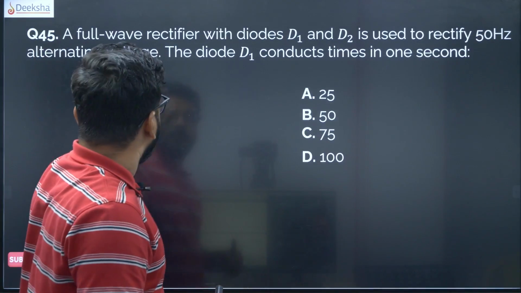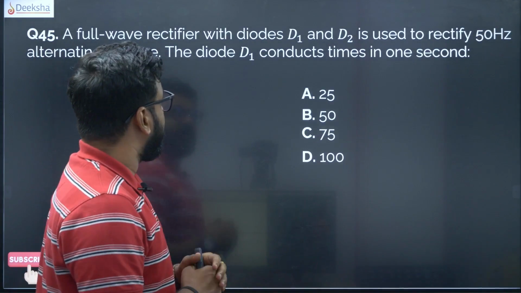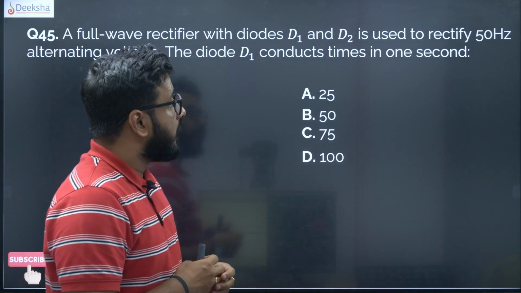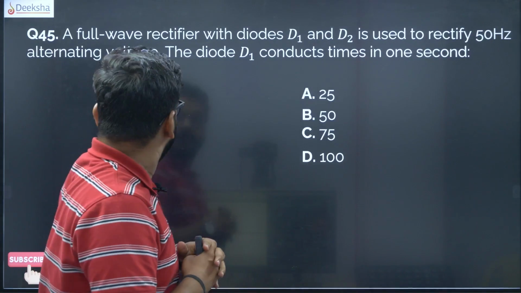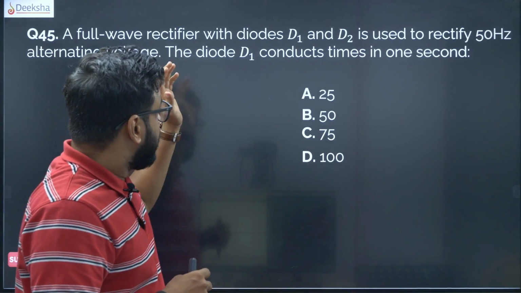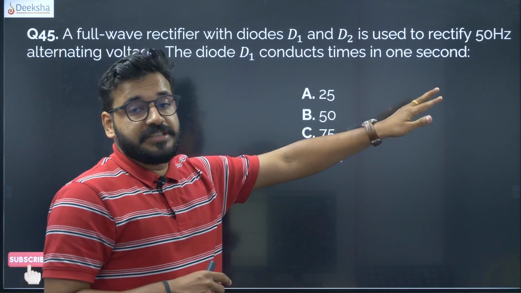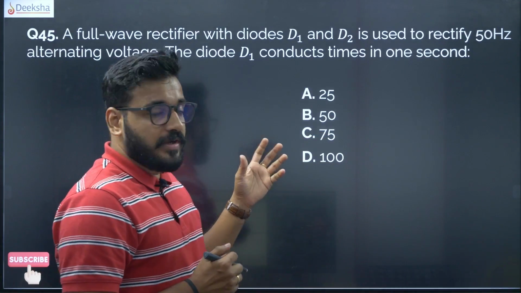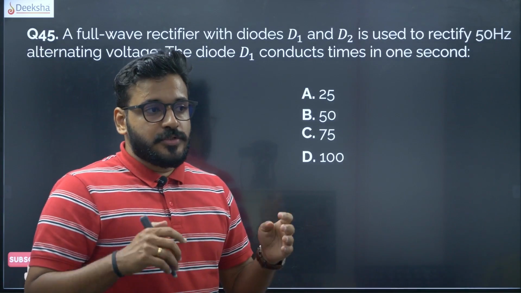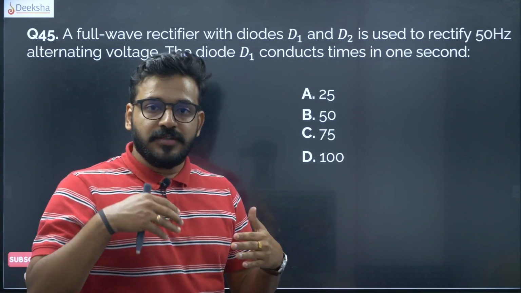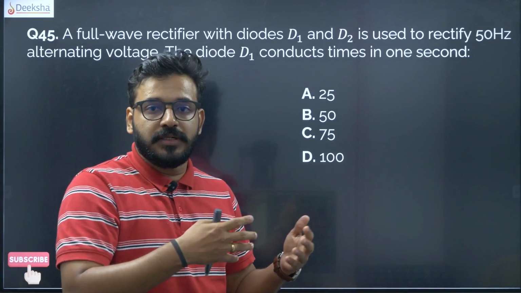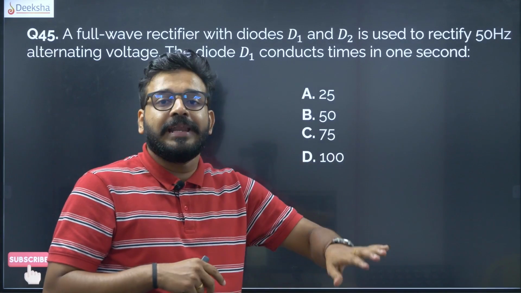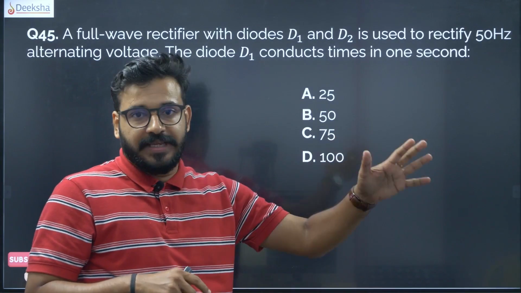Next, the 45th question says, a full wave rectifier with diodes D1 and D2 is used to rectify 50 Hz alternating voltage. The diode D1 conducts dash times in 1 second. Now you see, we are talking about a full wave rectifier with 2 diodes, and the input current has 50 oscillations. So 50 times it goes through a positive and negative cycle in a second.